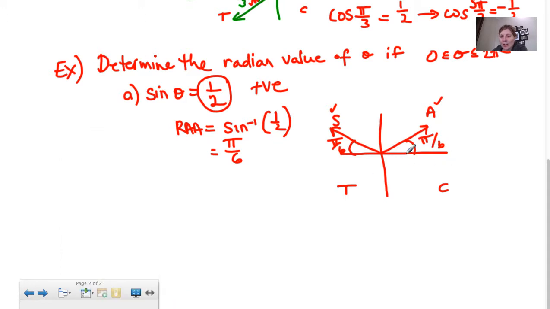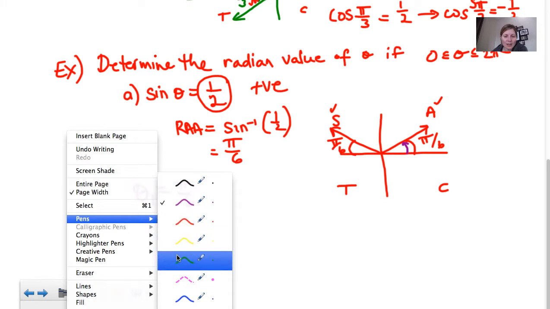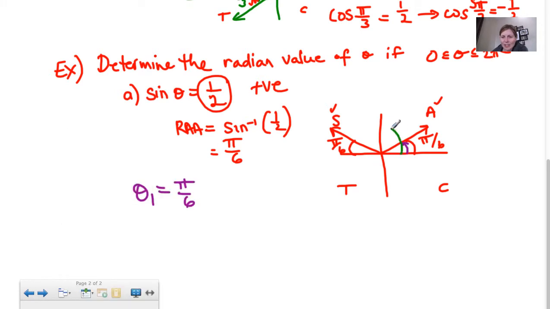So if I'm starting here, I have to go pi on 6 to get to the first angle. So I could say theta 1, the first angle, is equal to pi on 6. And then theta 2, let's do it in a different color. Theta 2 is when I start here and end up at the next terminal arm. Let's call that theta 2. And theta 2 is going to be 1 pi on 6 less than halfway around the circle. So it's going to be 6 pi on 6's minus 1 pi on 6, the related acute angle, which leaves me 5 pi on 6. So I have 2 different answers for theta that'll make that true.